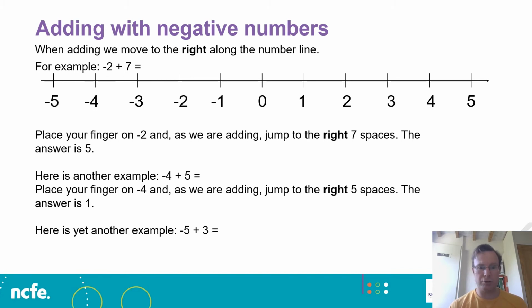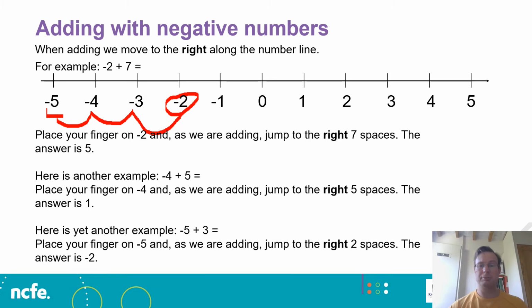I'll assume you paused. So where are we going to start? Well, we're going to start at -5 and we're going to add 3. So we're going to go 1, 2, 3. So I'm guessing my answer is -2. Bingo.